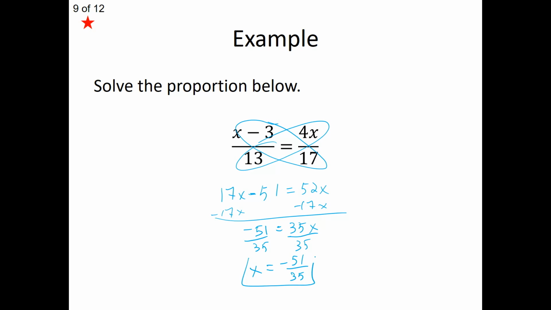Negative 51 over 35. What you're going to do for me on this worksheet is you're not going to give me any decimals. You're going to present your answer in fractions only, or simplified radical forms. That's why we practice simplifying radicals as well. So there we have it. That x value, when we plug it back in, is going to make that proportion true. And so we know it will be true because the product of the means and the product of extremes will in fact be equal to each other.